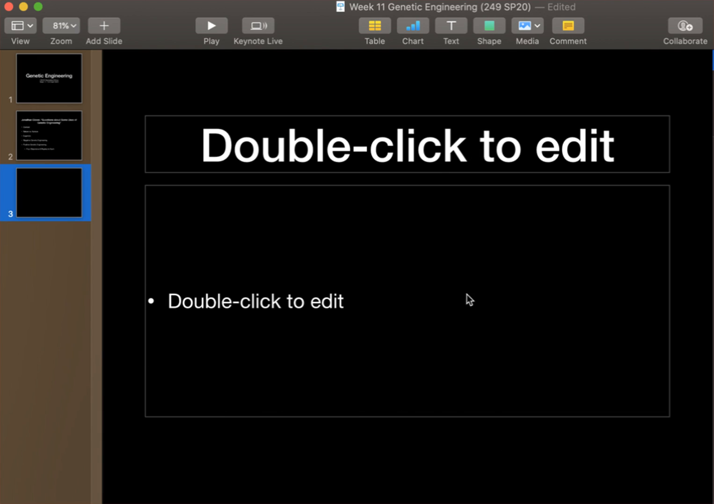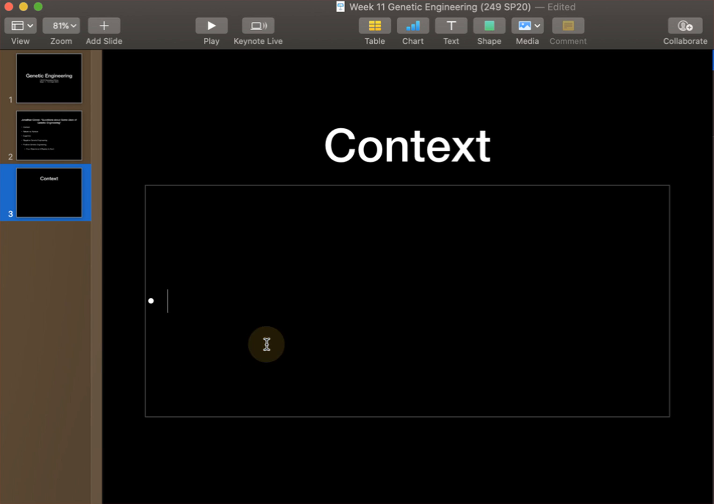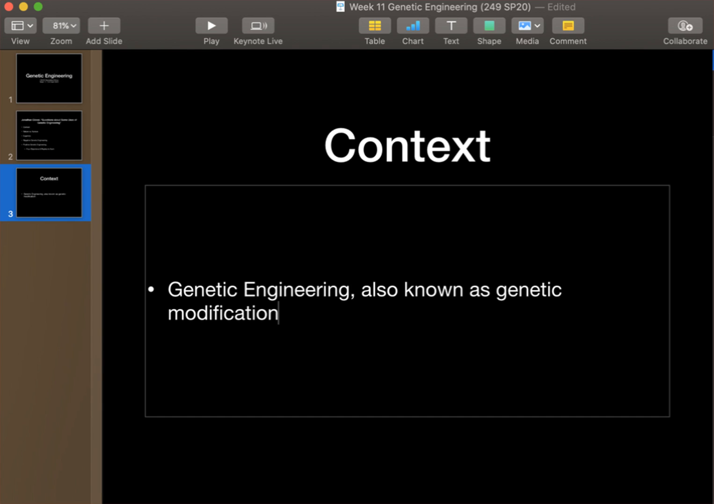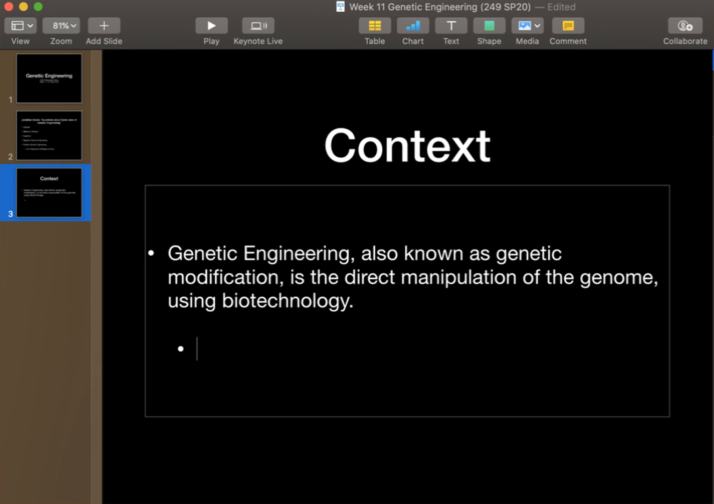Okay, let me start with a little context first. So first, what is genetic engineering? Okay, so genetic engineering, sometimes also called genetic modification, is the direct manipulation of the genome using biotechnology. Okay? There's a contrast using selective breeding.